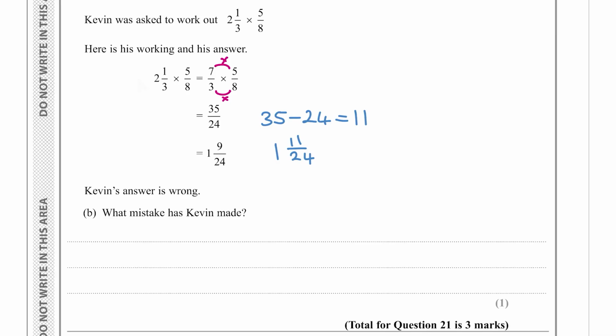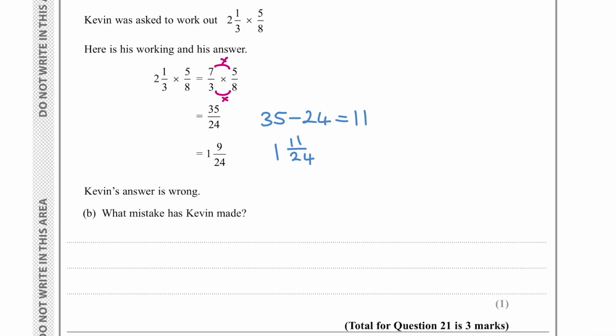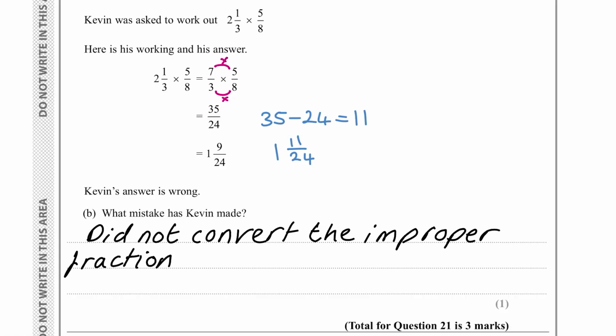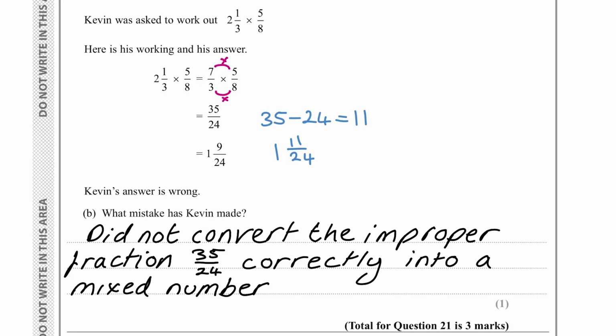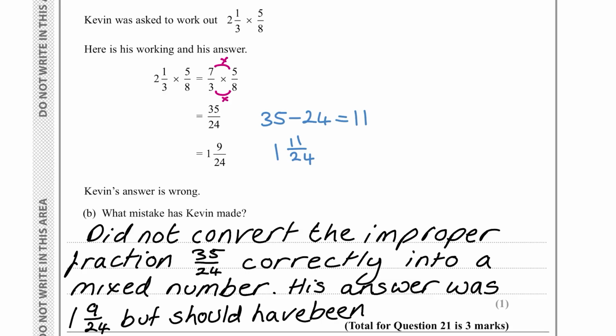So you've got to write that out. So we'll answer this as: did not convert the improper fraction 35 over 24 correctly into a mixed number. His answer was 1 and 9 over 24, but should have been 1 and 11 over 24. That's a good explanation. Absolutely guarantee you'll get the mark.